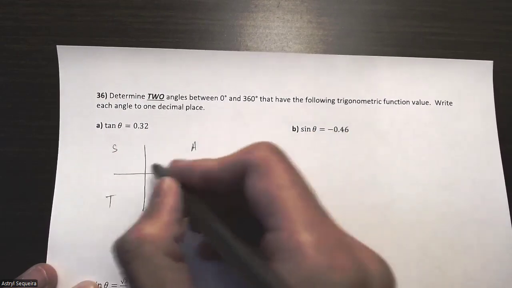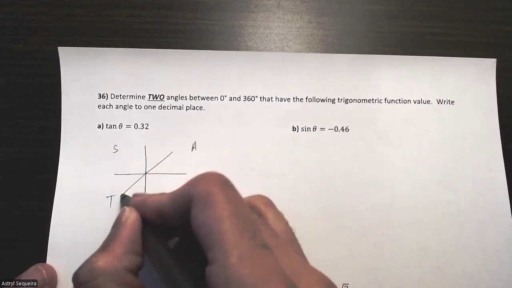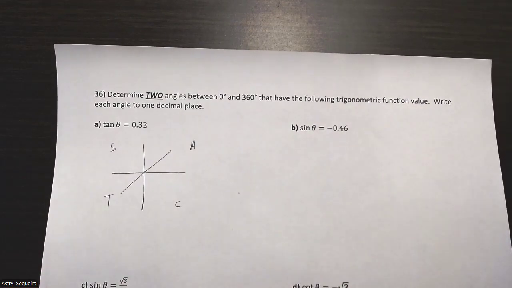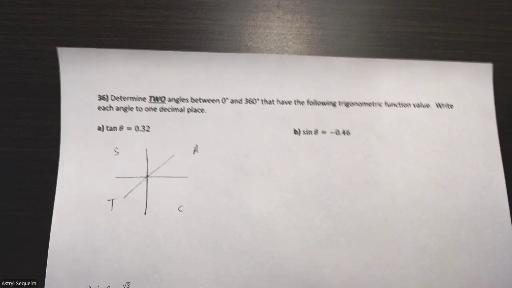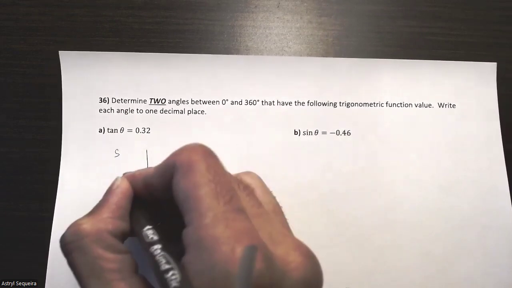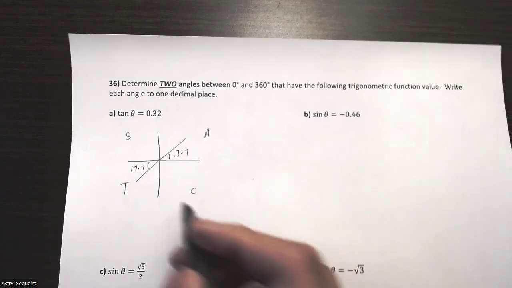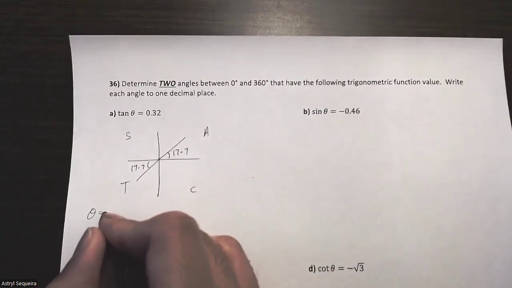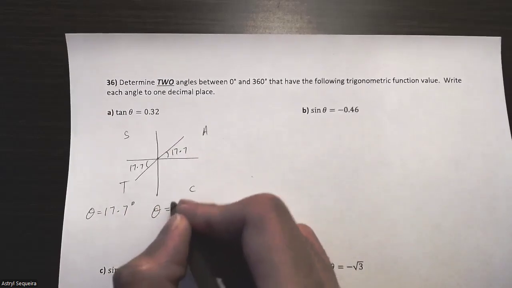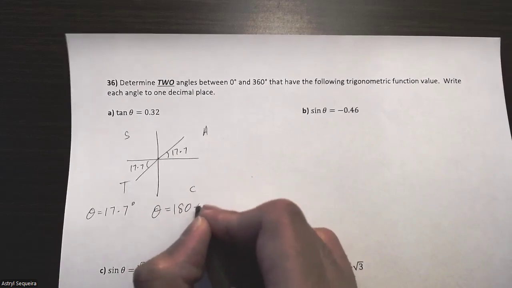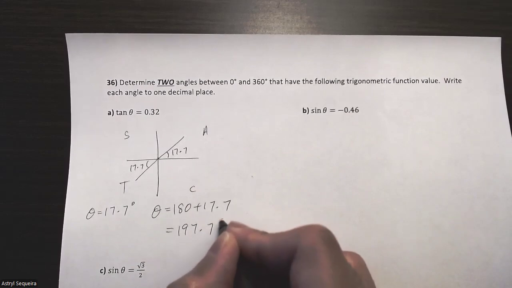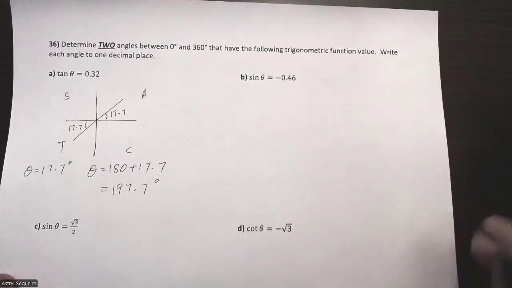Tan is positive in A and T. To find the acute angle, I'll do the tan inverse of 0.32 in my calculator, and it's going to be 17.7. Then my first solution for my principal angle is just 17.7 because that's in quadrant 1. My second solution is 180 plus 17.7, which is 197.7 degrees.